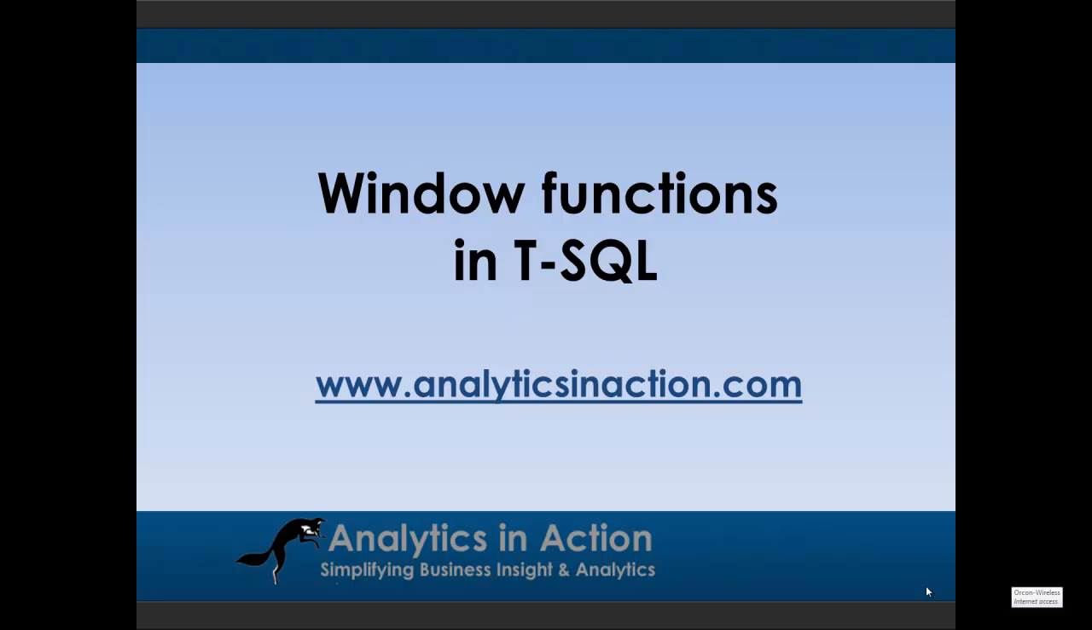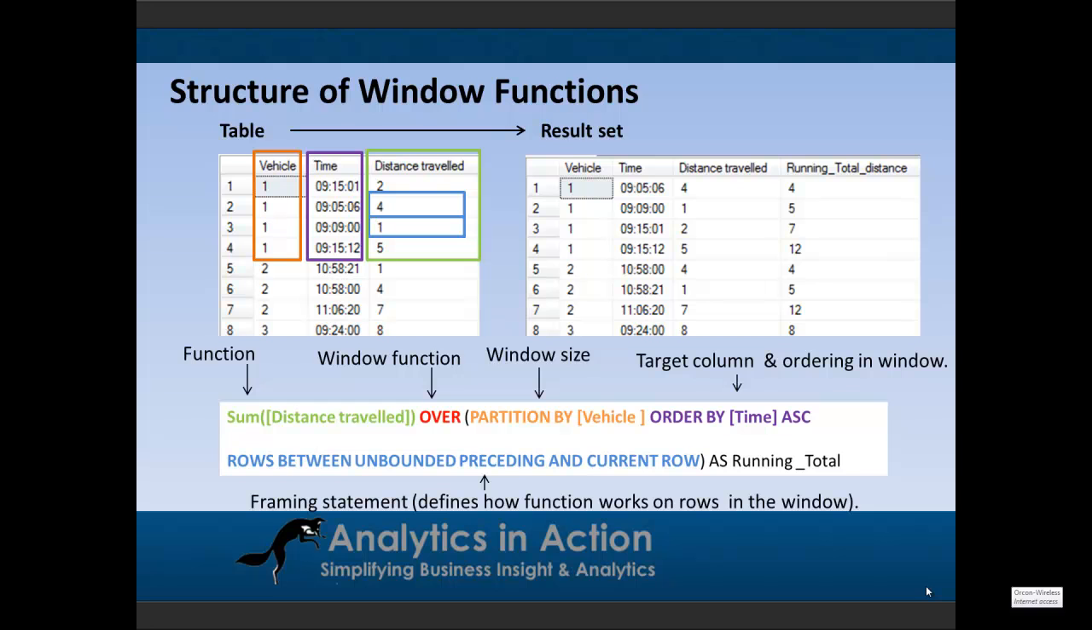What I want to do today is give you a rundown on window functions in Transact SQL. So what are window functions? Essentially, window functions are functions that work on a subset of data in your data set. So what I'll do is give you an example of what the syntax looks like and then how that relates to how it actually works on a table.